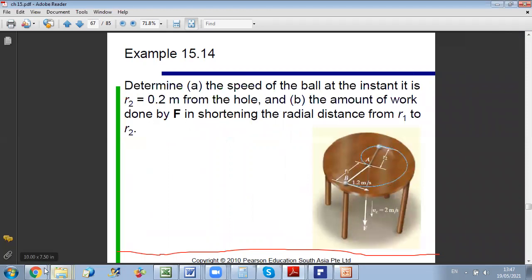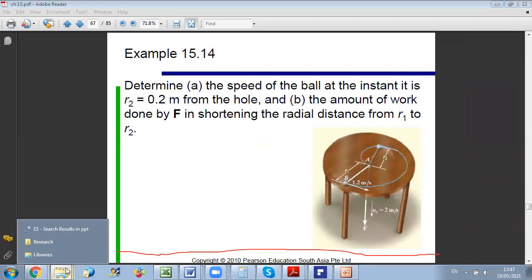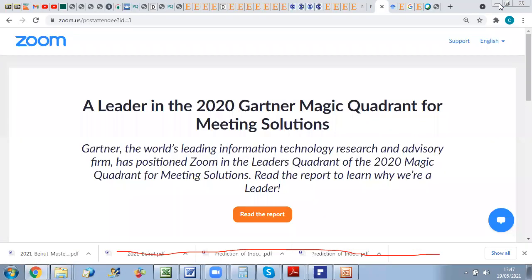Okay. So now we will start with the problems. Yeah, let me just open the file.